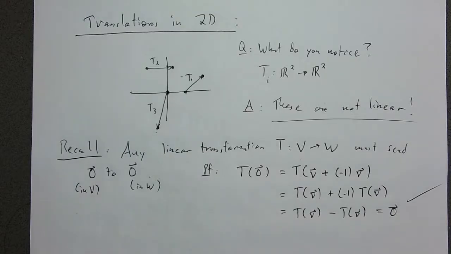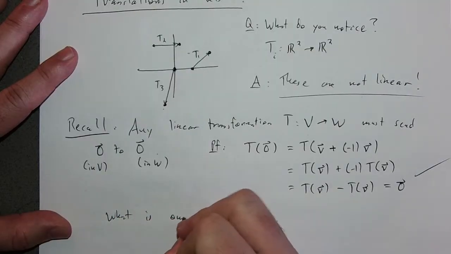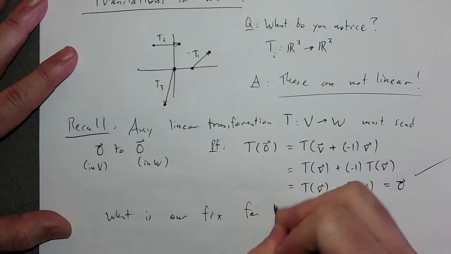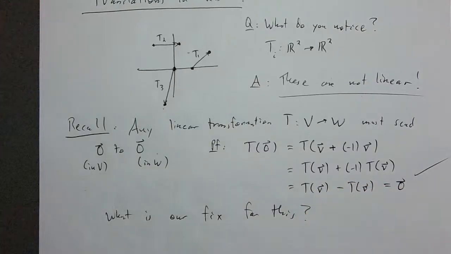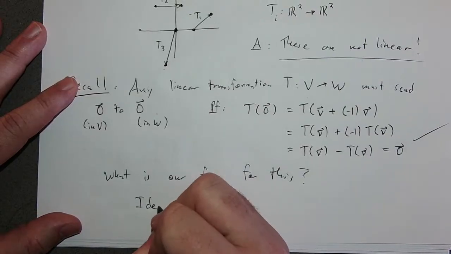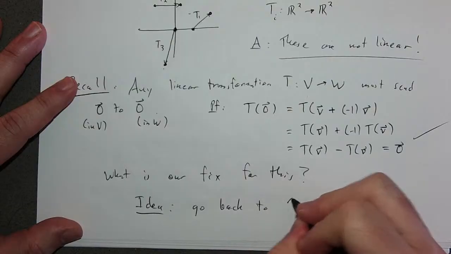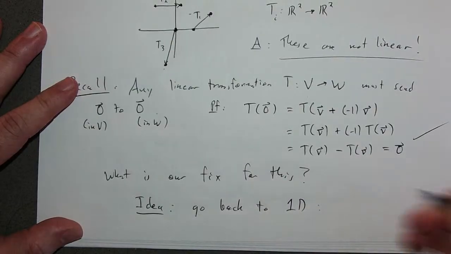But then how do we deal with this? If not even a translation is linear, are we just doomed for all time? And the answer is no, right? So what is the solution to this? What is our fix for this? Our first idea, to see what's going on, is to go back to 1D. 1D is simpler than 2D in terms of the picture, so let's do 1D.